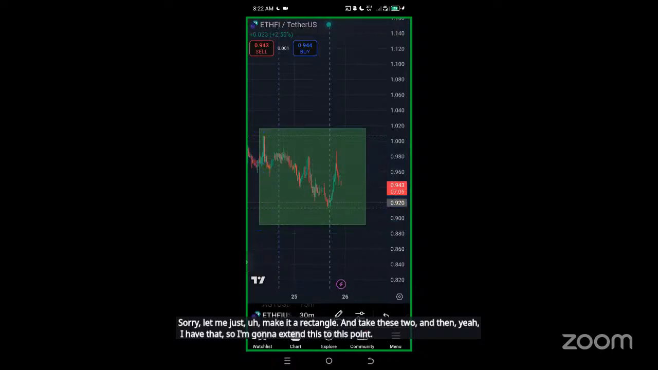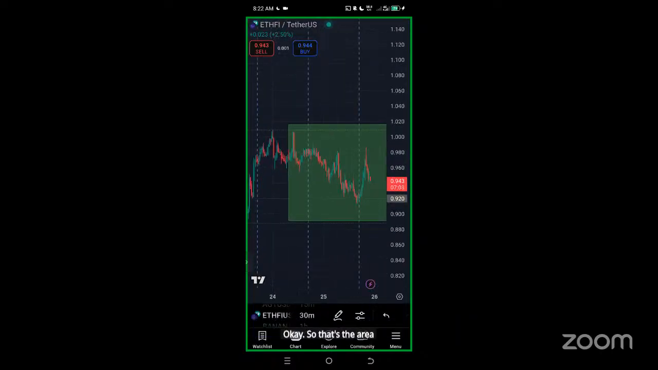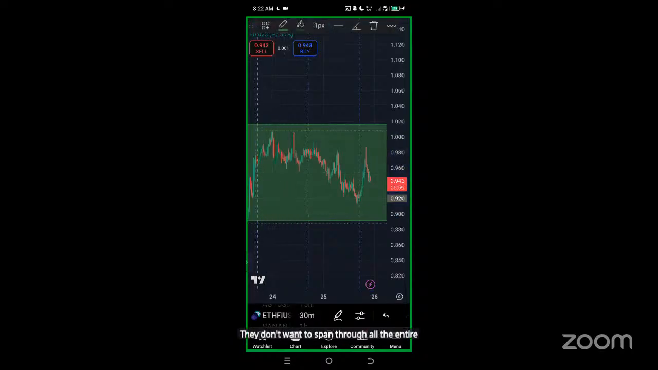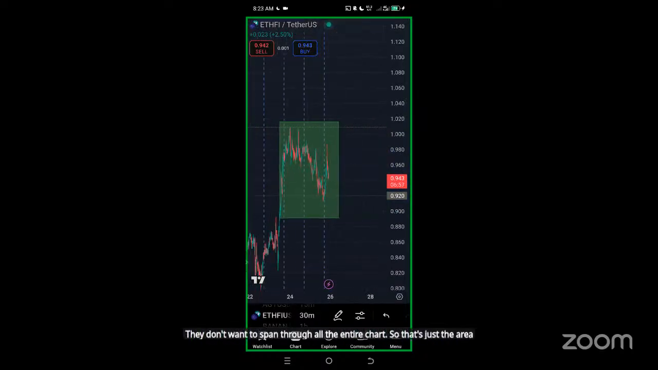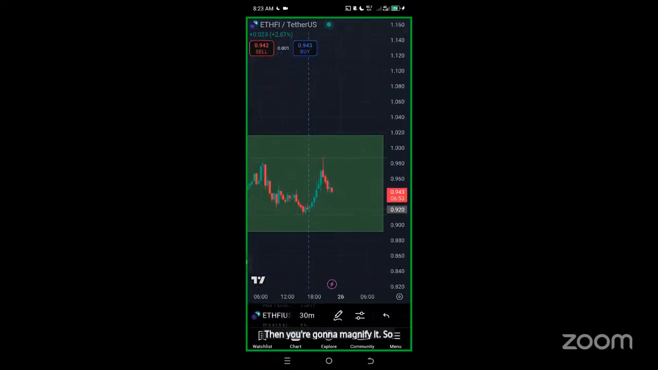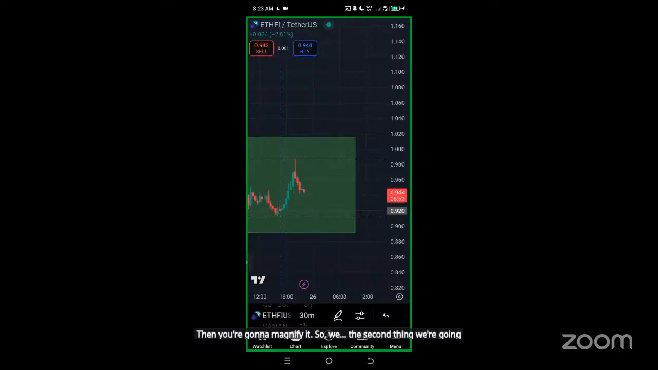Okay, so that's the area that we're going to concentrate on. We don't want to span through the entire chart. So that's just the area you're going to concentrate on. Then you're going to magnify it. So the second thing we're going to do is to locate our current price.